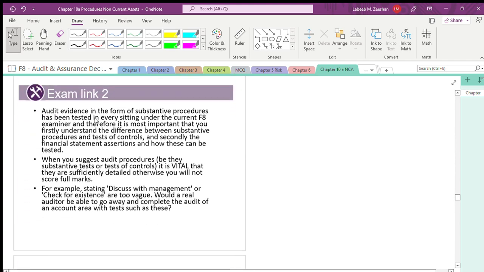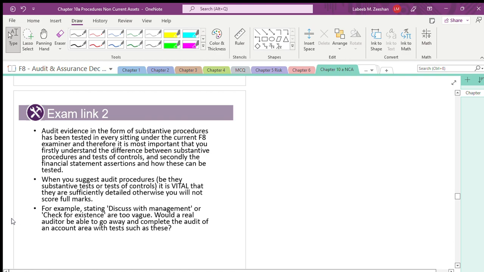Audit evidence is a form of substantive procedure. Substantive procedure is nothing but the evidence. That has to be clear in our mind, then other things will automatically be easy. It is a substantive procedure tested in every sitting in the exam. Therefore, it is the most important that you first understand the difference between substantive procedures and tests of controls.